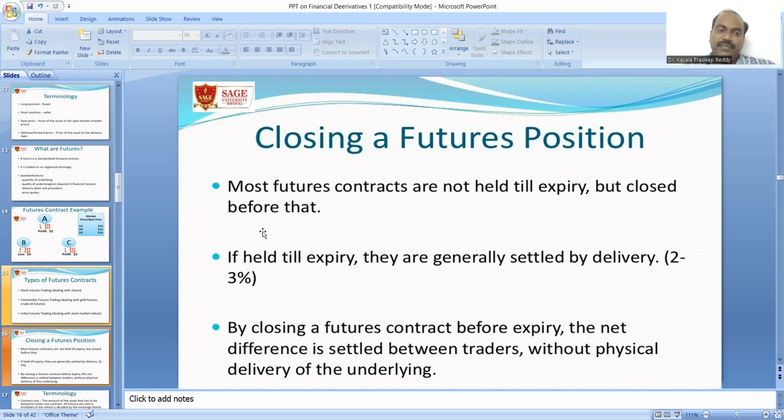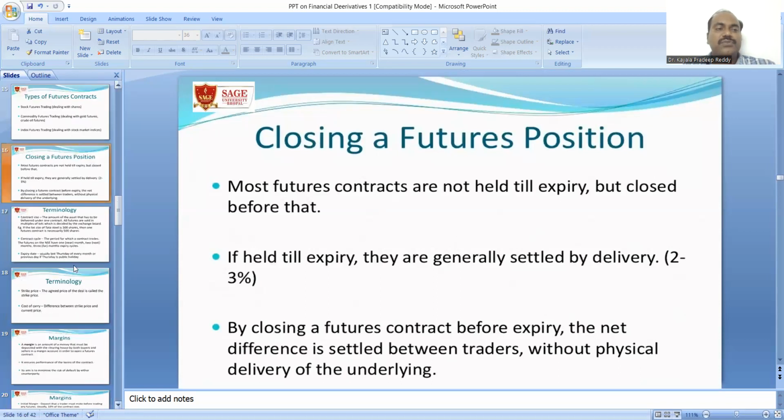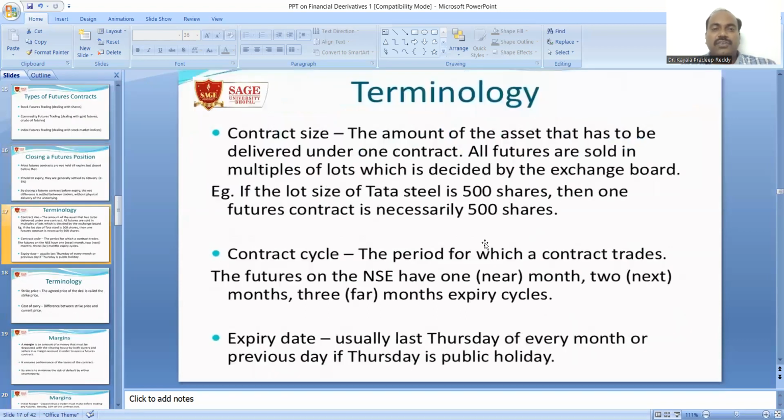And the terminology used, let us see here. Contract size is the amount of the asset that has to be delivered under one contract, and all futures are sold in multiples of lots, which is decided by the exchange board. Let me give you one example. If the lot size of Tata Steel is 500 shares, then one futures contract is necessarily 500 shares.